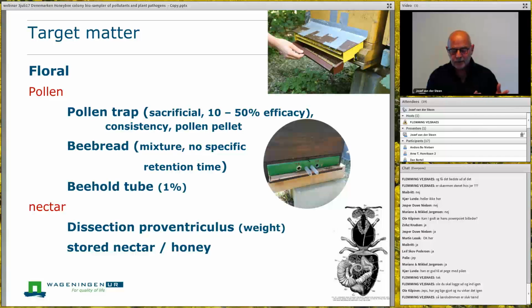If you want to have an idea what bees have collected in the nectar, we have to take out the proventriculus, so the honey stomach, and this is over here, this part. When you want to have this, you take out the bees that enter the hive and freeze them immediately, and afterwards take out the honey stomach for analysis. A lot of work, I won't go into it for this presentation.